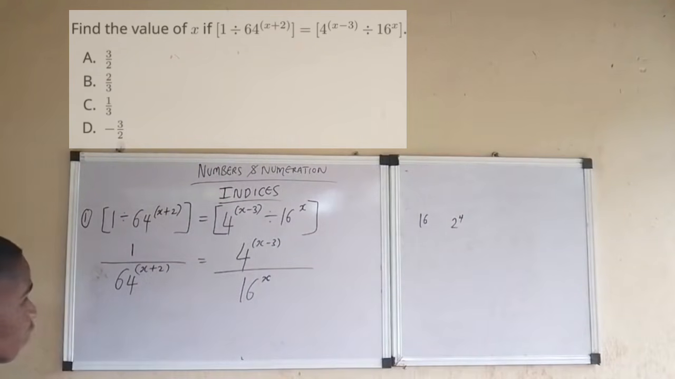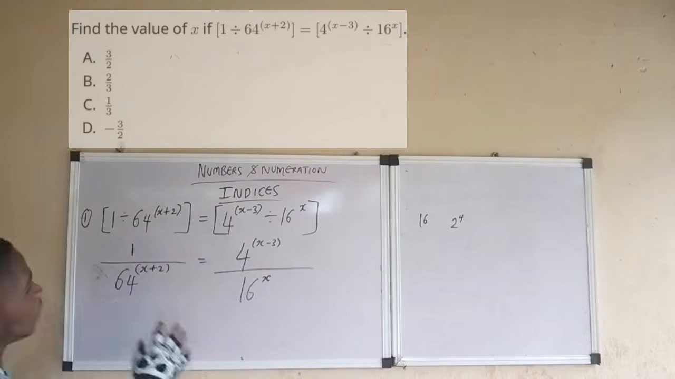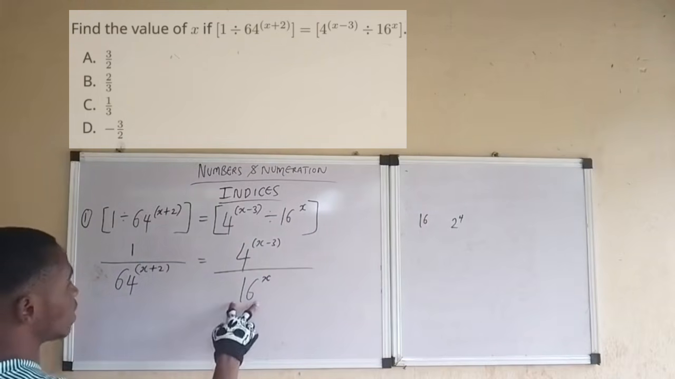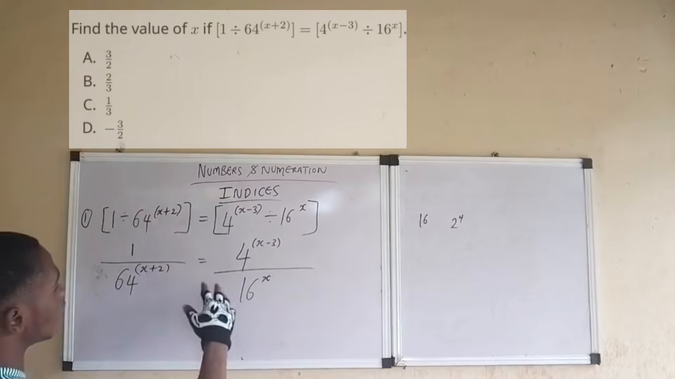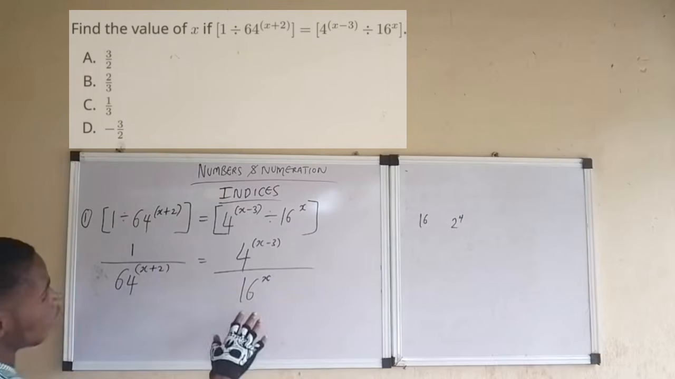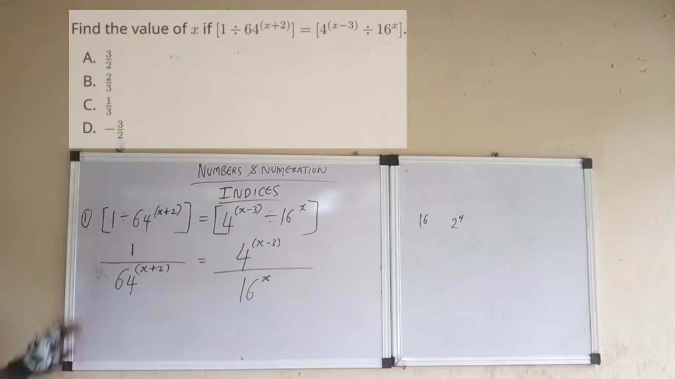So in this case, you have to find a way to express these numbers as a rational power of a common number so that they can all have the same base. Now, in this case, 64 can be expressed as a rational power of 4 by saying 4 raised to power 3. Likewise, 16 can be expressed as 4 raised to power 2. Meaning, we have now done it in such a way that all these numbers have a base of 4.